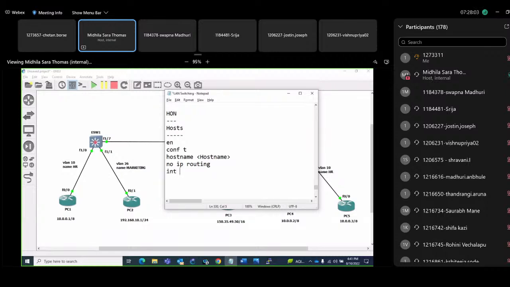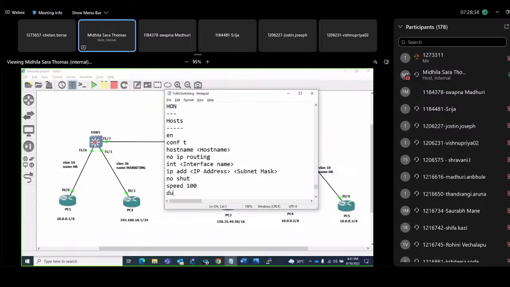Now I'll go to the interface, whatever be the interface name. You know the commands, I guess. Whatever be the interface name, ip address, whatever be the IP address and its corresponding subnet mask, then no shut. Right? You know these things, right? Isn't it? Yes or no? Yes.